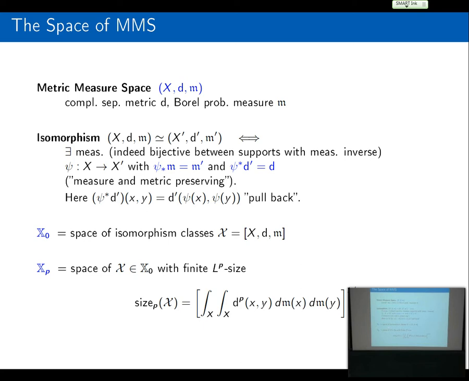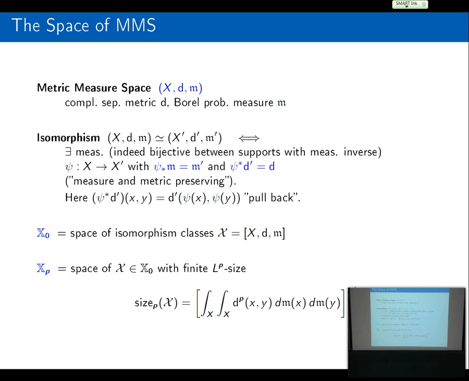And now we look at the space of isomorphism classes. I use square brackets for the classes. The round brackets are individual representatives. These are the classes, and curly X is one class, and boldface X naught is the space of classes.